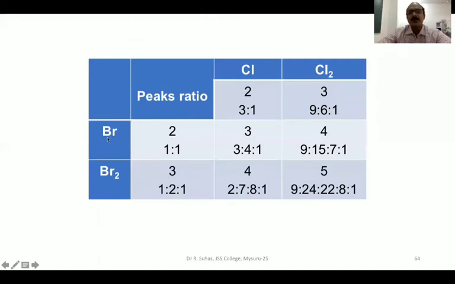If there is only 1 chloro in the compound, you are going to get 2 peaks, whose intensity will be 3:1. If there are 2 chloro, then you are going to get 3 peaks of the intensity 9:6:1.